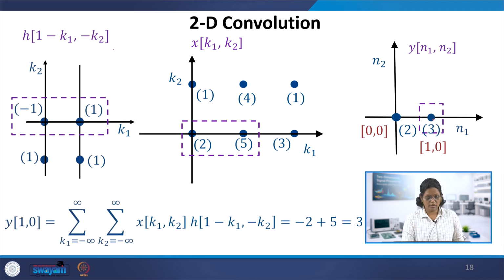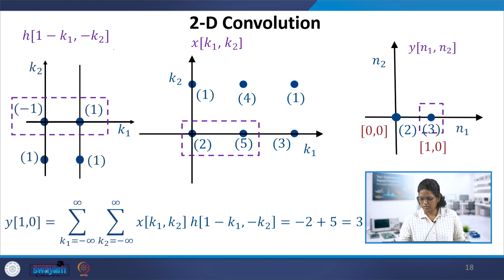So the equation y of 1 comma 0, that is, here we have made this 1 comma 0 in this equation, that is 1 minus k1 minus k2. So minus 2 results from this minus 1 and 2, and here 1 and 5, which is multiplied, we get minus 2 plus 5, which is equal to 3.